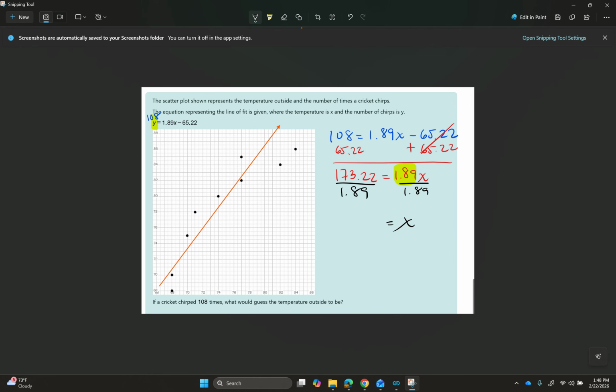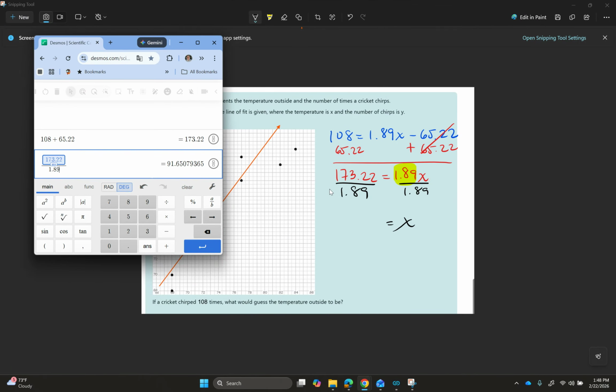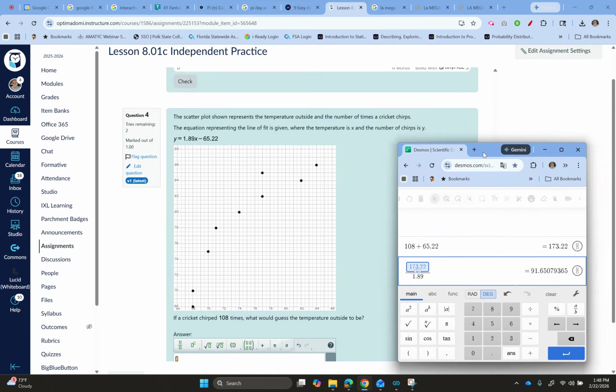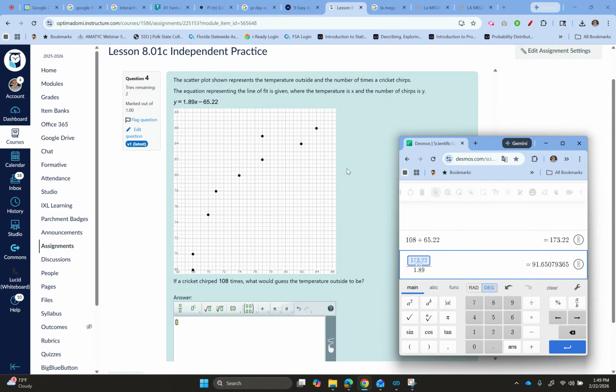So let's divide 173.22, calculator again. 173.22, I'm going to divide it by 1.89. And you can see I got 91. Now I need to find out how many decimal places they want. Let me see if they've said that. So I would say around 92. It doesn't say to round to anything. Yep.